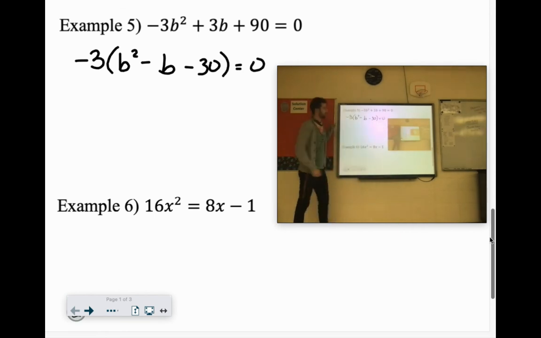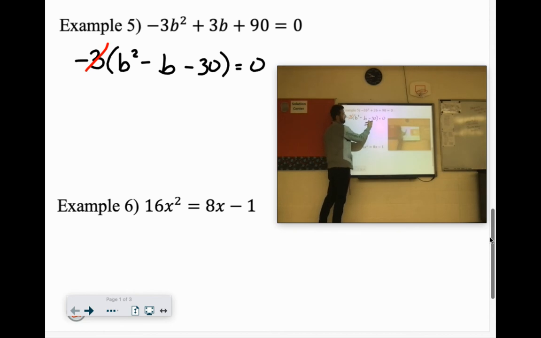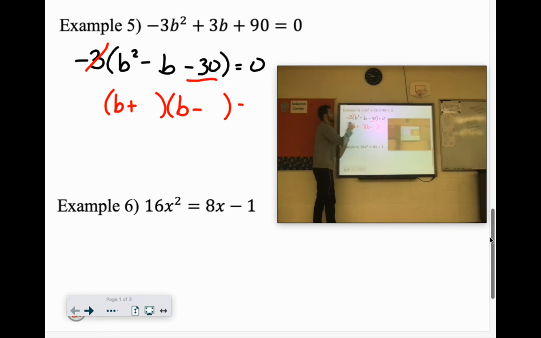Now the nice thing about if you're just solving these and you don't have to factor it all the way, the greatest common factor we factored out already doesn't make a difference. So we can ignore the negative 3 on the outside. If we're factoring what's inside, it ends in negative, so it has to be one of each. Factors of 30 that are 1 apart would be 5 and 6. They have to add up to negative 1, so negative 6, positive 5.